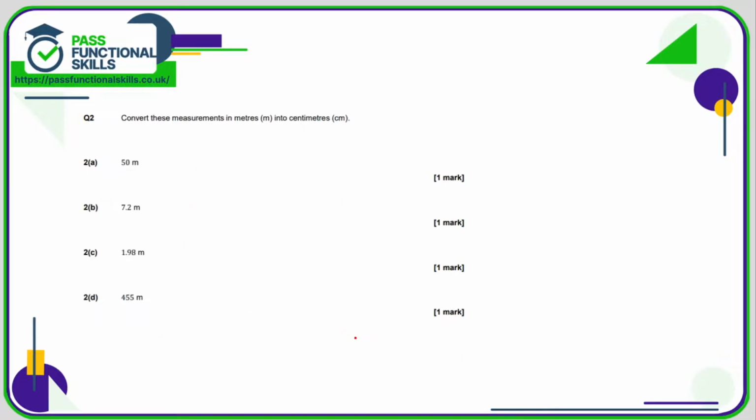Question number 2, metres into centimetres. So 1 metre equals 100 centimetres. So to convert metres into centimetres, we are multiplying by 100. When it's a whole number, that's nice and easy. All you need to do is add 2 zeros on the end. So 50 becomes 50 with 2 zeros. 455 becomes 455 with 2 zeros.